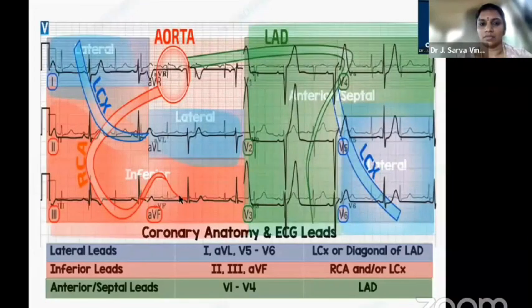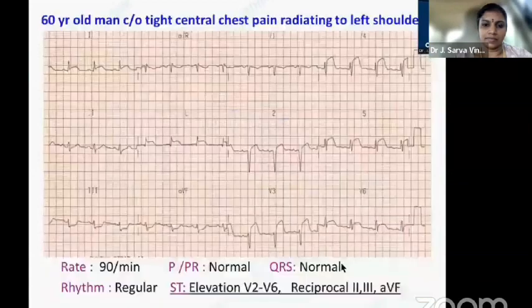Lead 2, 3 and AVF changes can occur when the right coronary artery is involved. In leads V1 to V4, there can be ST segment changes when the left anterior descending artery is obstructed or occluded. Changes can occur in the lateral leads when the diagonal branch of the left anterior descending artery and the left circumflex artery are involved. If the left circumflex or diagonal branch is involved, we can see changes in lead 1, AVL, V5 and V6, and 2, 3, AVF are pathognomonic of right coronary artery involvement.